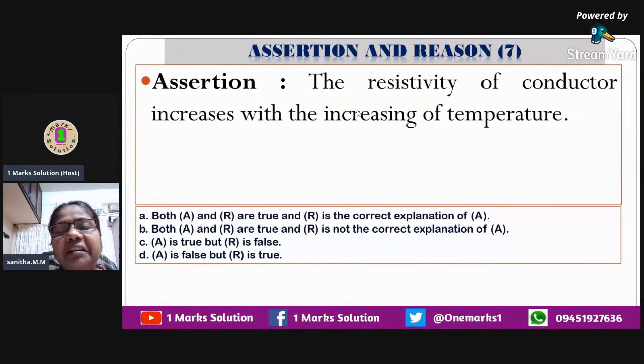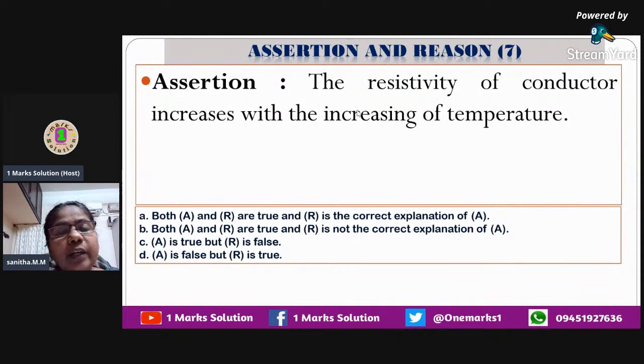They are getting more energy, right? The electrons are getting more energy and they will collide more. So the time between the collisions will be reducing. The equation is also there for resistivity: rho is equal to m divided by n e squared tau. This you will study in higher classes. According to that, we can say when relaxation time decreases, resistivity increases.